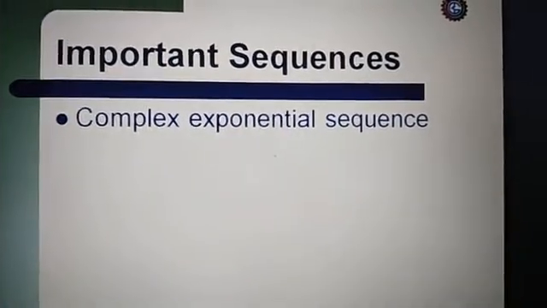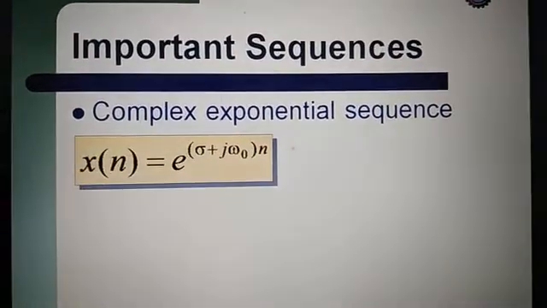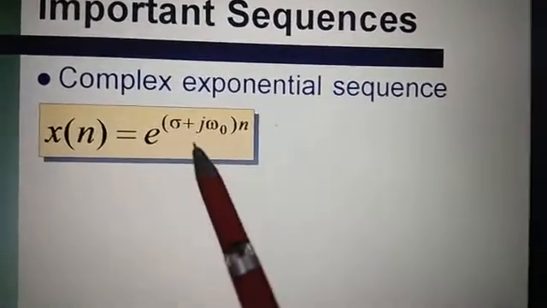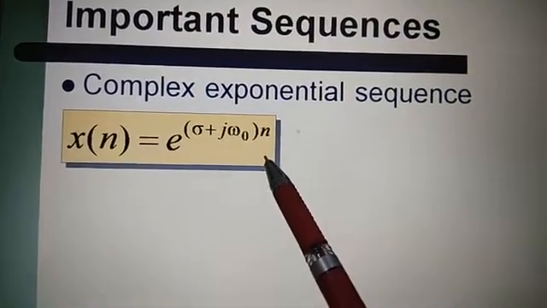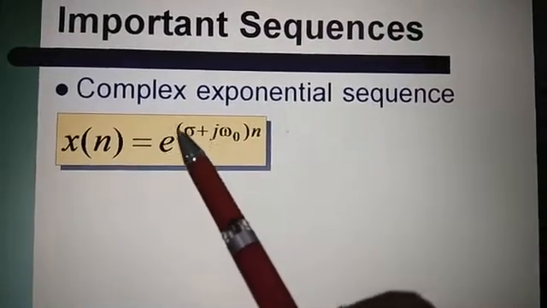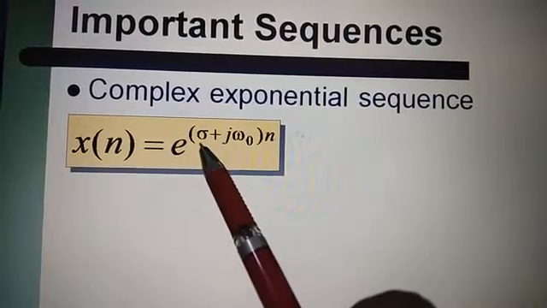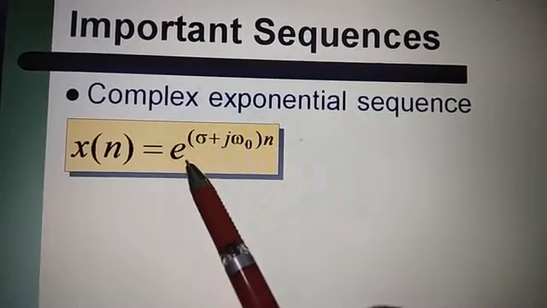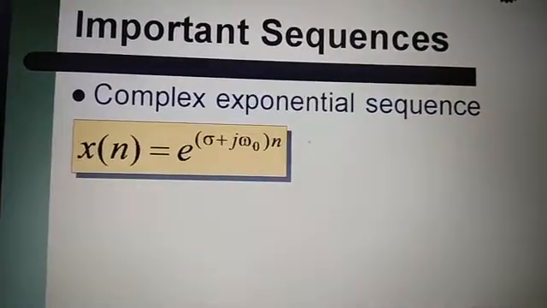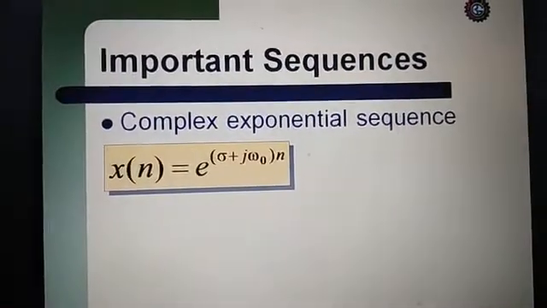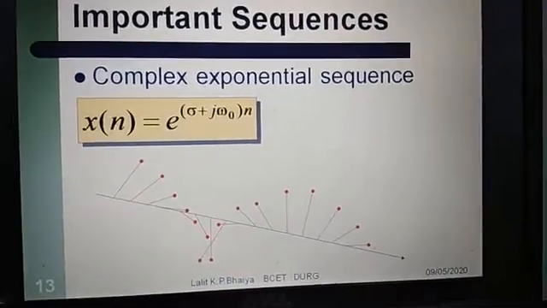Then the complex exponential sequence. The complex exponential sequence is given by x of n is equal to e to the power (sigma plus j omega naught) n. Or if you don't keep the real part, you can write e to the power j omega naught n as a complex exponential sequence. So this complex exponential sequence plays an important role in digital signal processing.